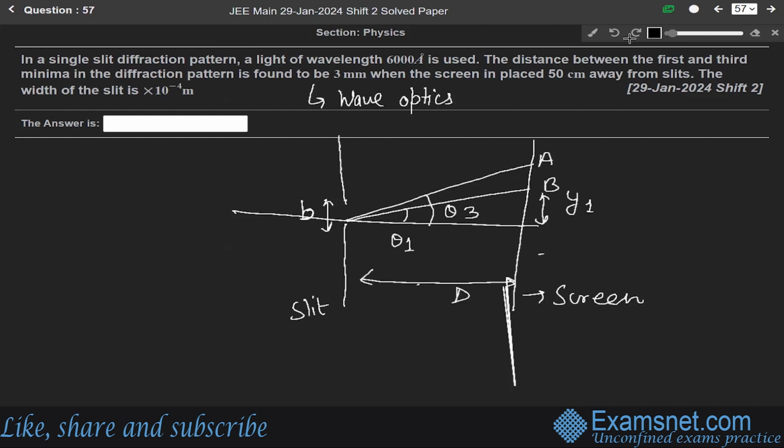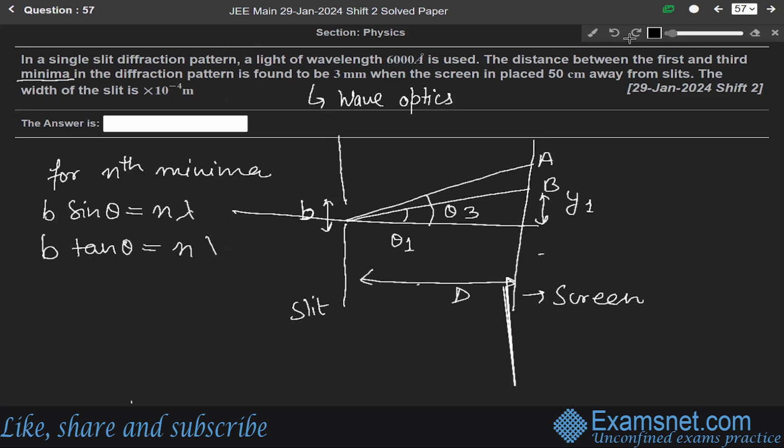Okay, since it is asking for the minima conditions, for nth minima, this is from the diffraction theory part. For nth minima, we know that b sin theta equals n lambda. Now we are considering theta to be very small, so sin theta turns to tan theta. So b tan theta will be equal to n lambda.